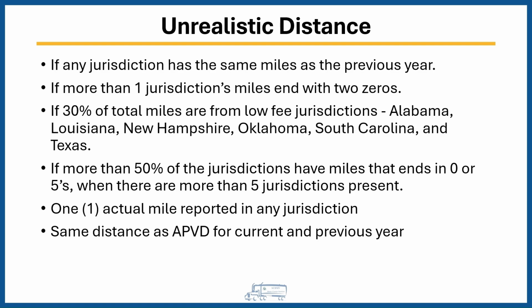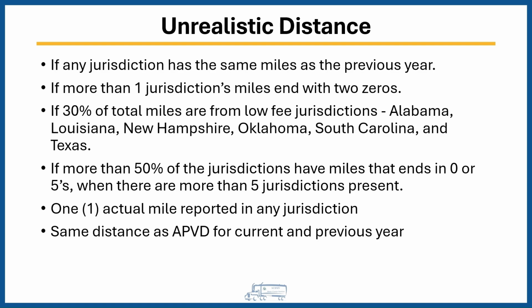When renewing your IRP registration every year, something to be aware of is what we call unrealistic distance. Whenever you enter the miles accrued in each state you travel in, you will receive an error message and not be allowed to continue without approval if one of the following things is true. If any state has the exact same number of miles as the year before. If more than one state's miles end with 2 zeros, for example, 500 miles exactly.